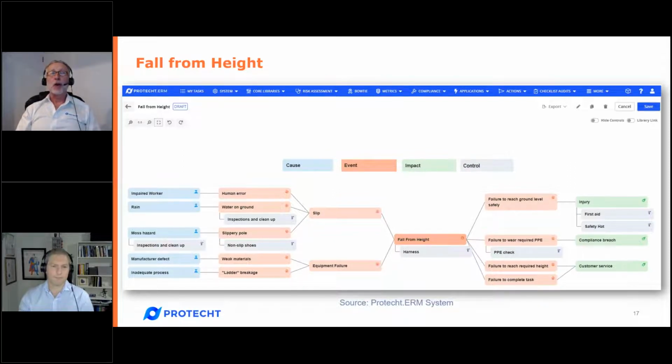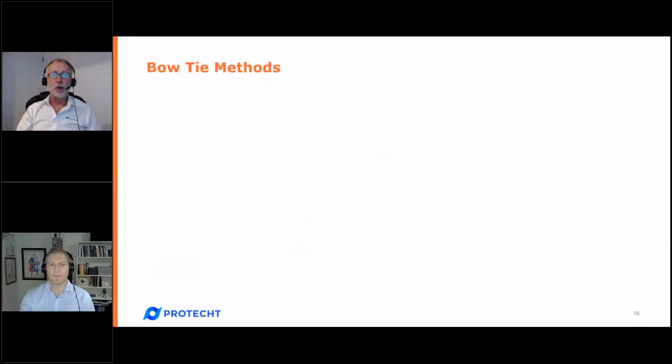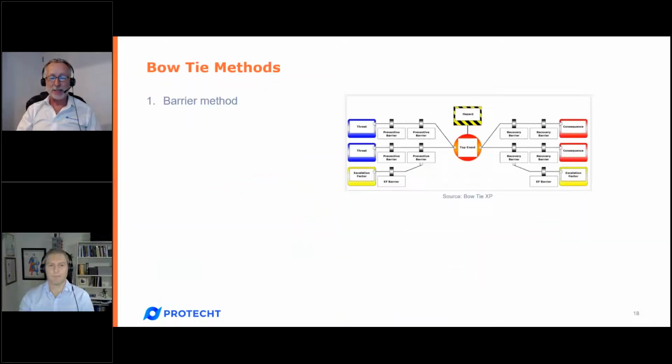Now we've got to an overview of bow tie analysis. Some of you may have been using bow tie analysis before, but in fact 39% of you have. And I just want to highlight the different methods that are available for doing bow tie analysis that you may see. Now the first and most traditional method is called the barrier method, and I particularly pay due respects to Bow Tie XP. Bow Tie XP has been around a long time as a software solution, and that uses the barrier method.